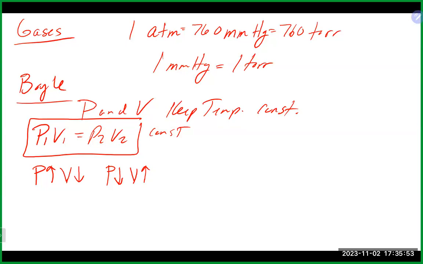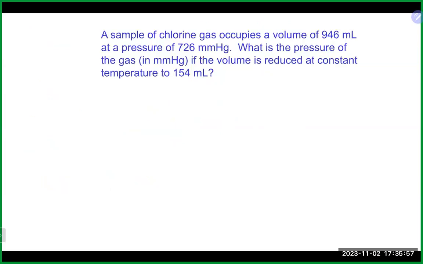Any questions on any of that stuff there? All right, so I think we left off right here at this example, so why don't you give it a go. A sample of chlorine gas has a volume of 946 milliliters at 726 millimeters of mercury. What is the pressure at 154 milliliters? All right, let's take a look.